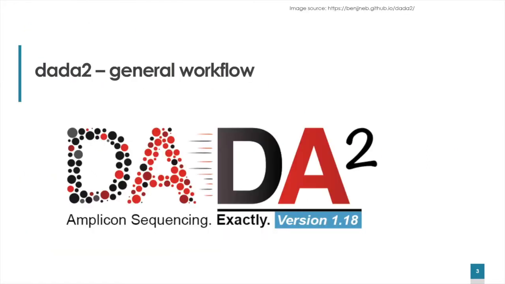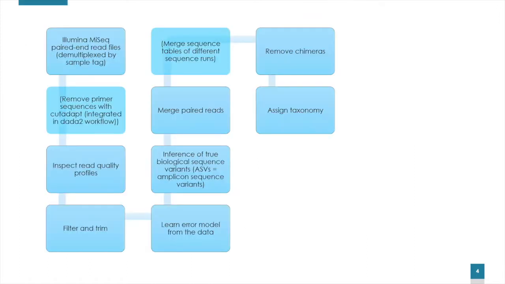So I'm going to quickly present the general workflow of dada2 in R. This is basically the flow chart. We of course start with our data, which in our case is mostly Illumina MiSeq paired-end read files, most of the time already demultiplexed by sample tags. Then we are going to remove our primer sequences, with a tool that can be integrated into the dada2 workflow in R.